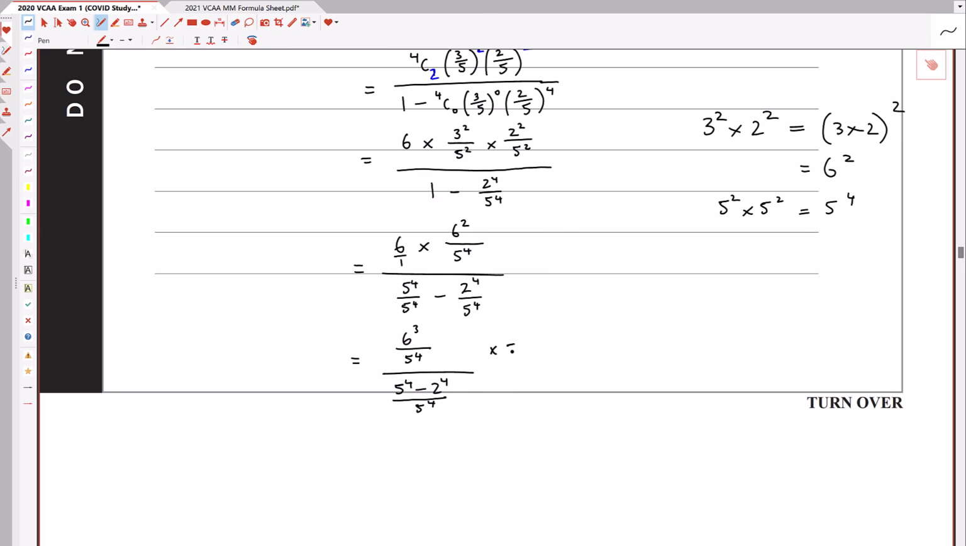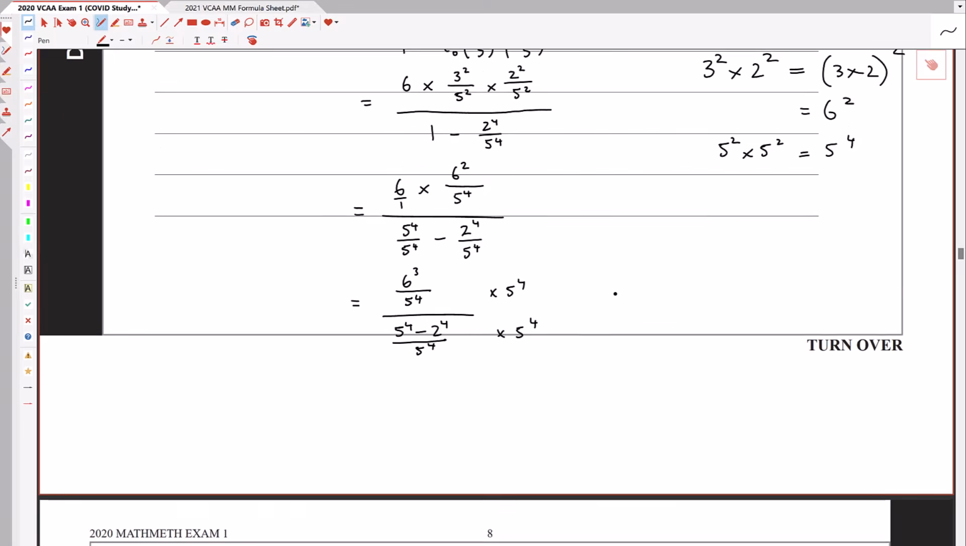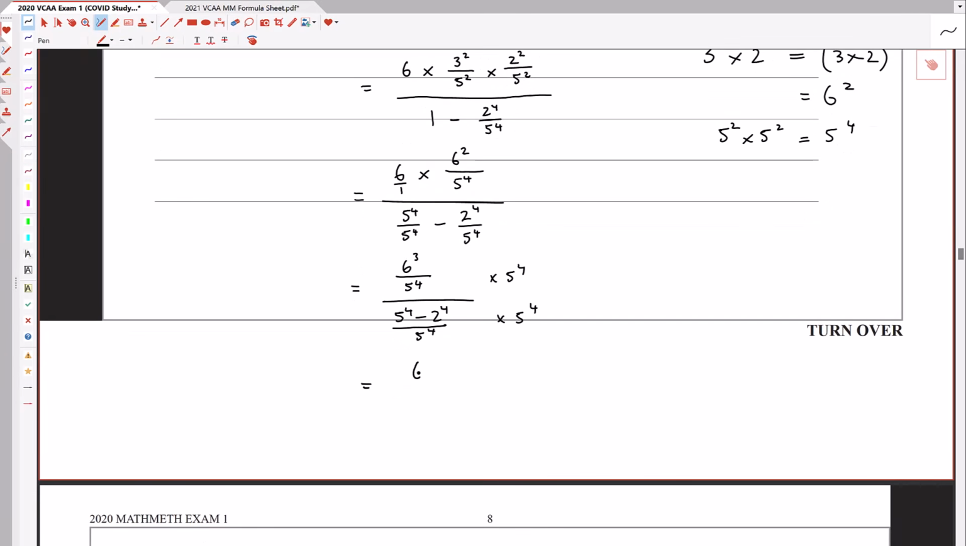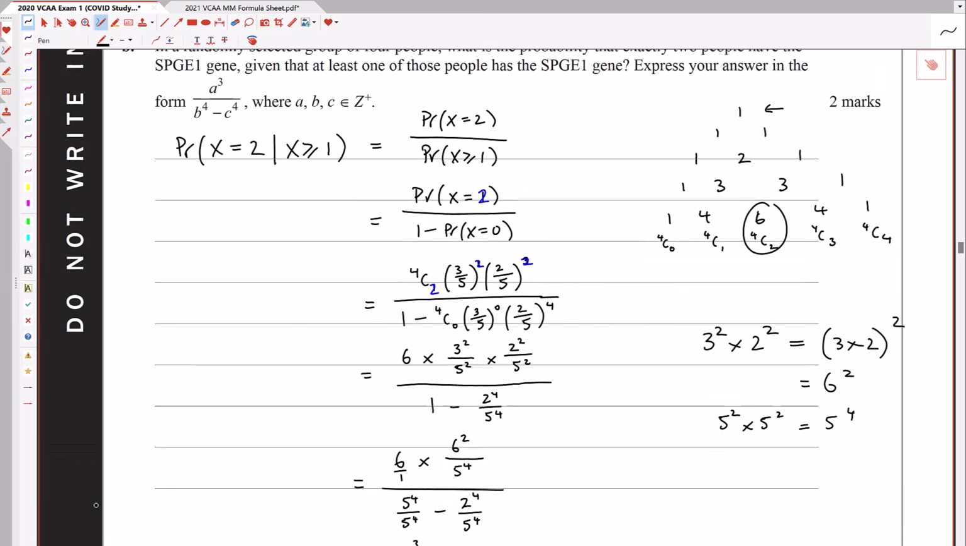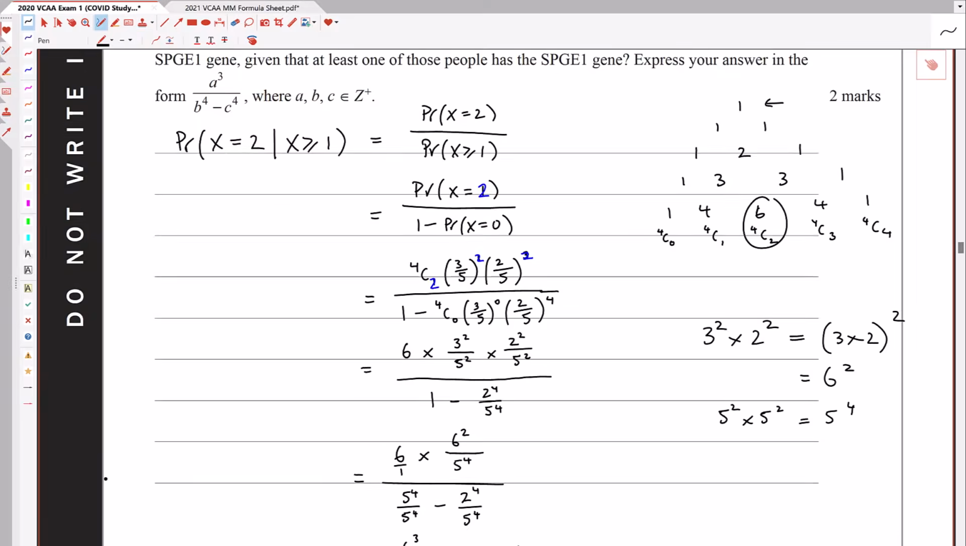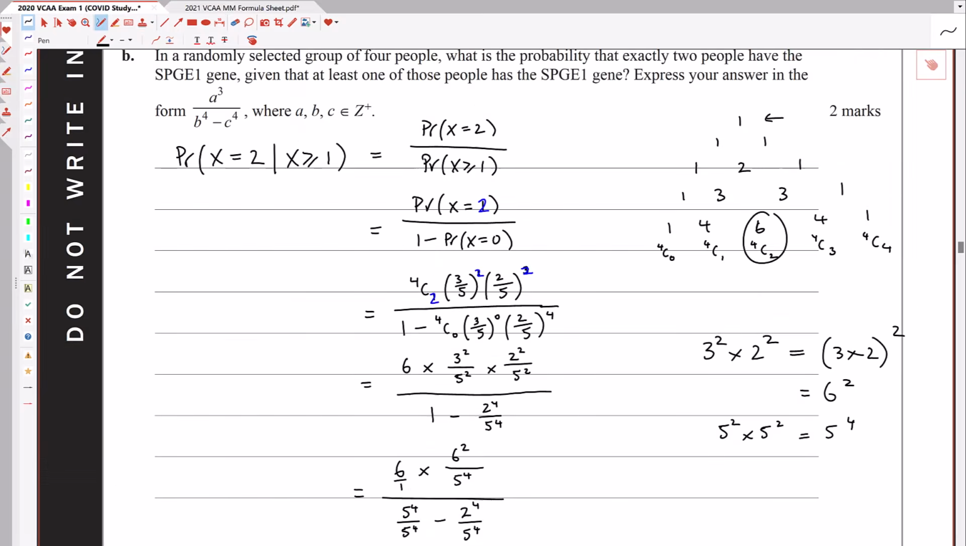And then if we multiply both the top and the bottom of this fraction by 5 to the power of 4, we're going to get rid of those fractions in fractions. And we're just going to have 6 cubed over 5 to the power of 4 minus 2 to the power of 4, which is in the required form, which was a cubed over b to the 4 minus c to the 4. Now, be careful about what it asks you for.